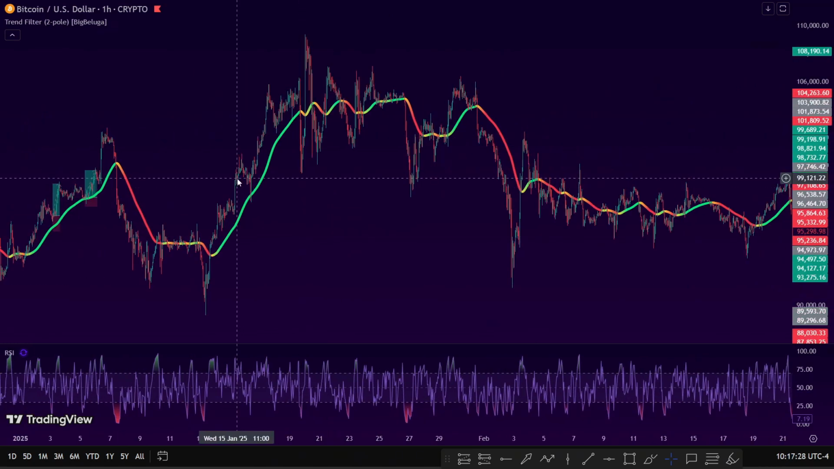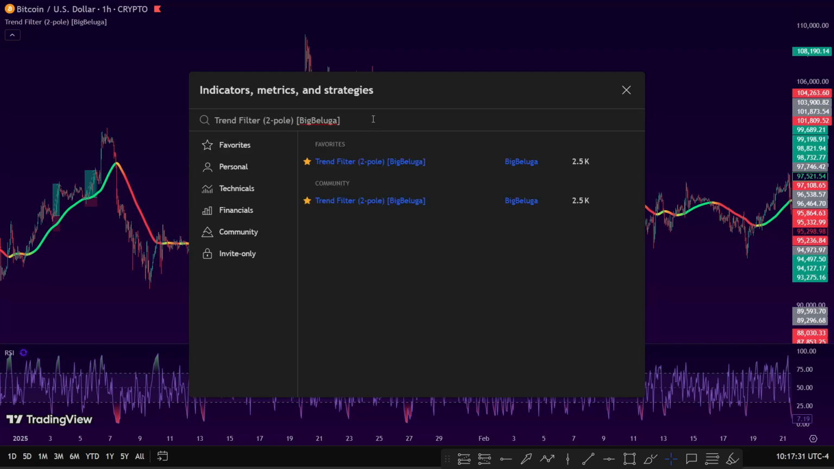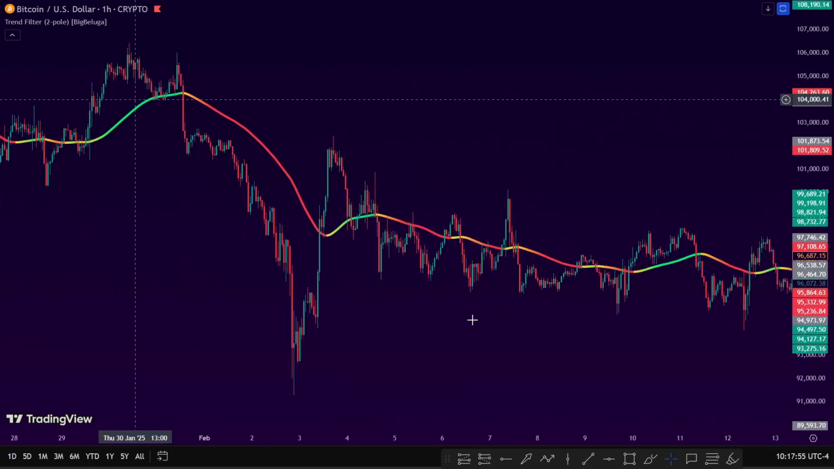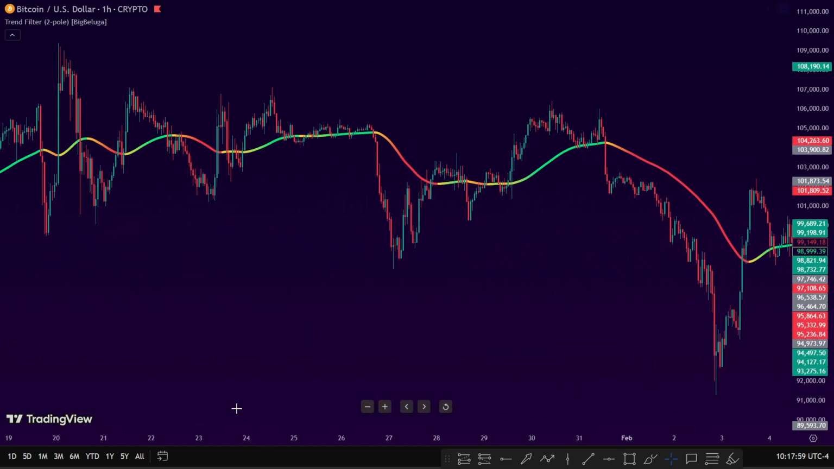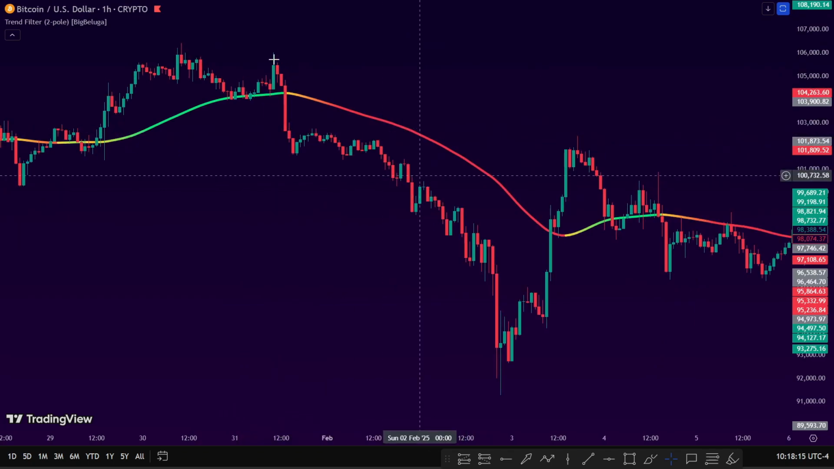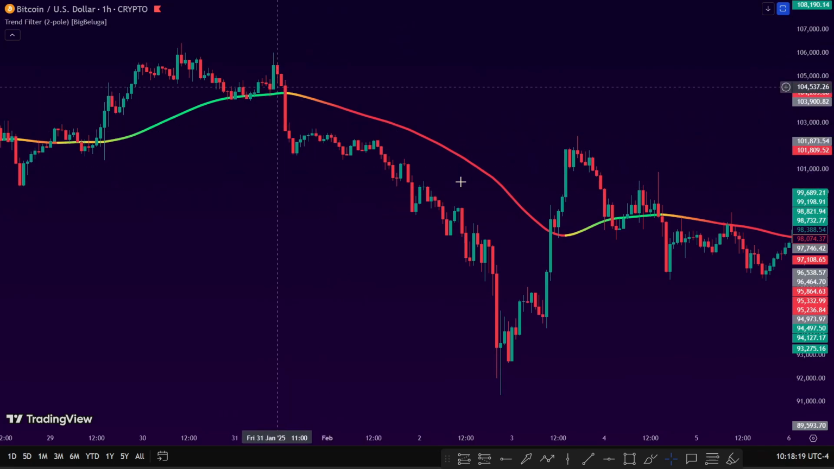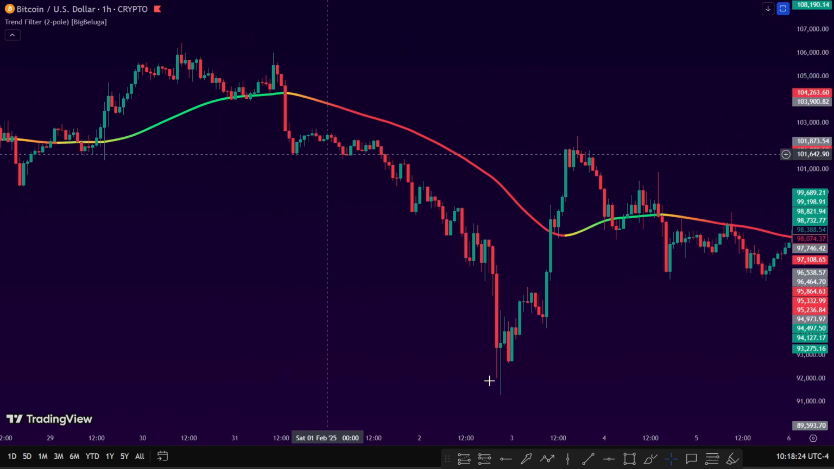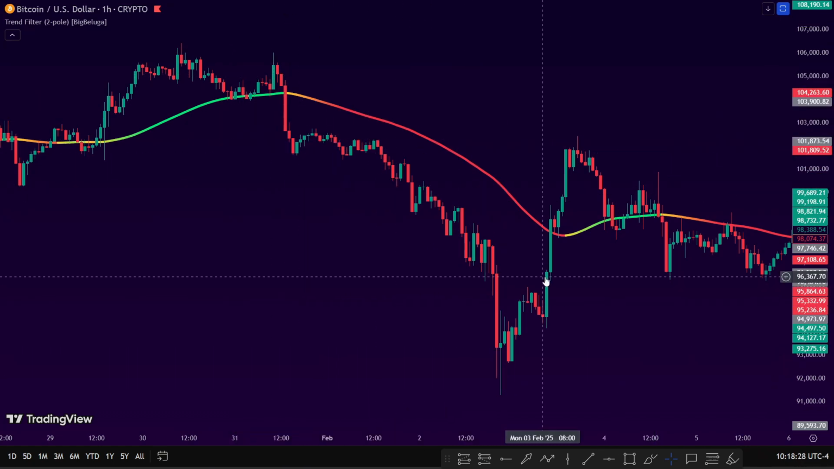To add the first indicator, we go to the indicators tab and write Trend Filter Pole indicator, written by Big Beluga. As you can see here, this indicator shows us a line that shows the overall trend. For example, if the price is going above this line, it switches to green and shows potential bullish trade signals, and if the price is going below this line, its color switches to red and it signals potential short trades.